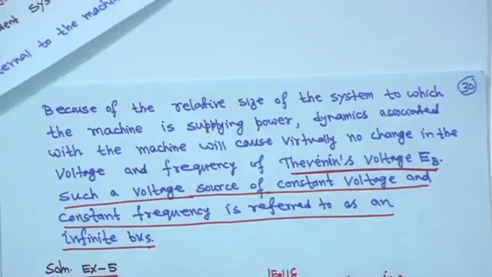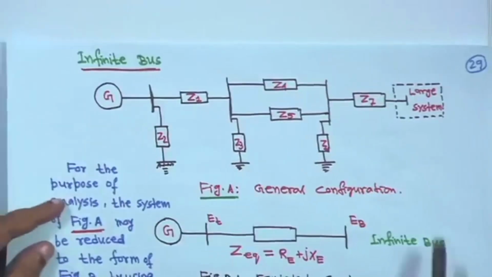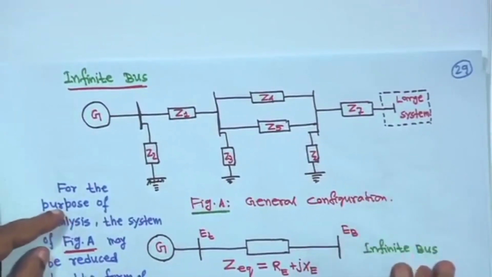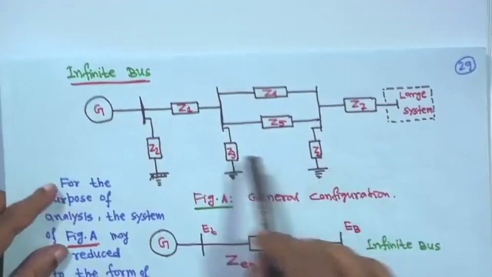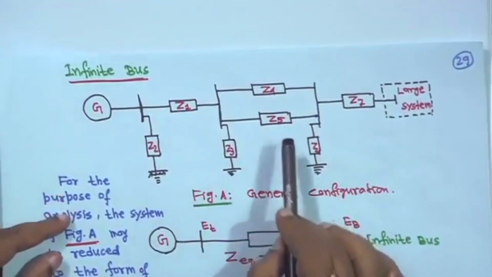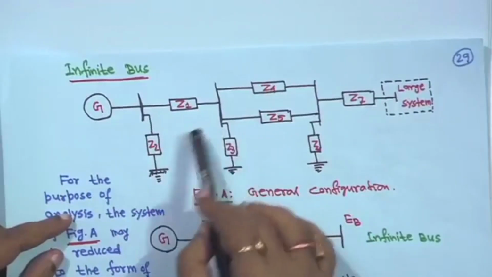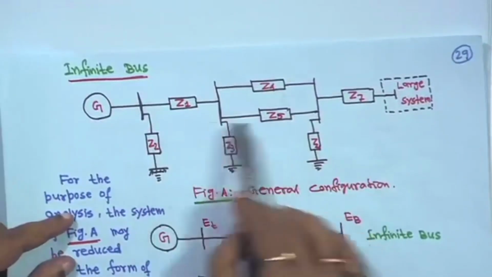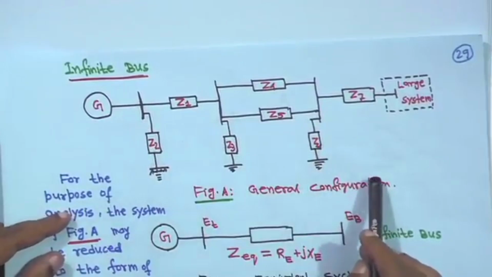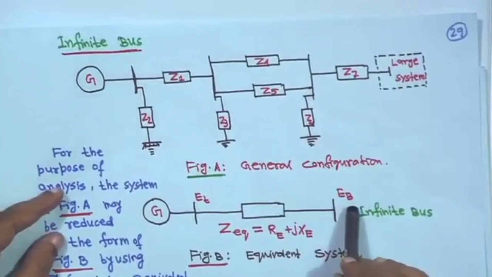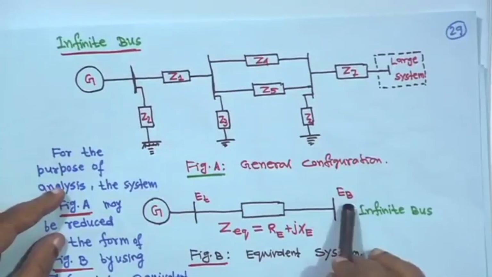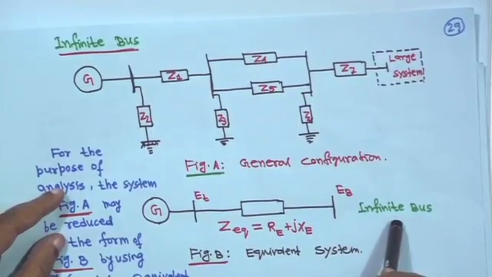So, this is your definition of infinite bus. I repeat, the concept should be clear. Suppose you have a generator and a heavy, large system. You make one Thevenin equivalent external to the generator, this whole transmission system, and that is J d q is equal to R e plus J e q, and this bus voltage here we make it E b, that is the infinite bus voltage we call.